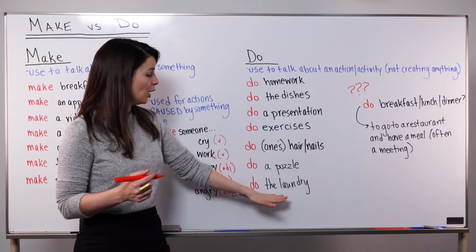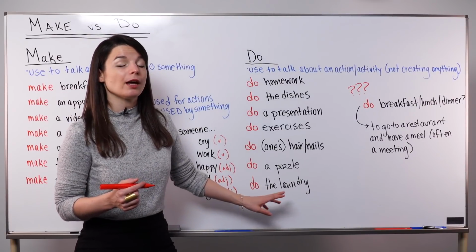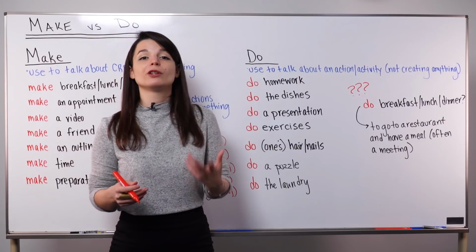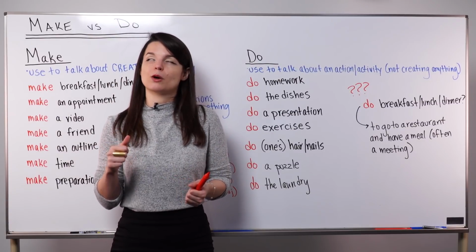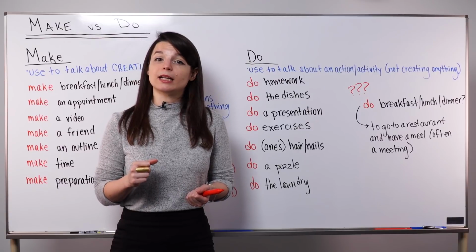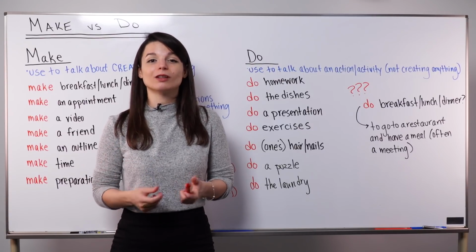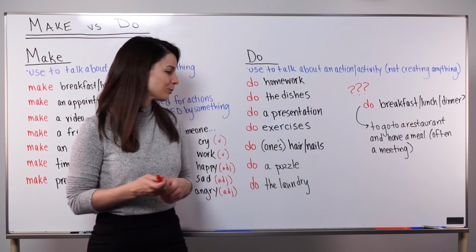I mentioned then do the laundry. I mentioned that this is commonly used with household chores. So do the laundry is another example. I think maybe British English uses do the washing. In American English, we use do the laundry, which means wash clothes. So to do the laundry is another do expression.